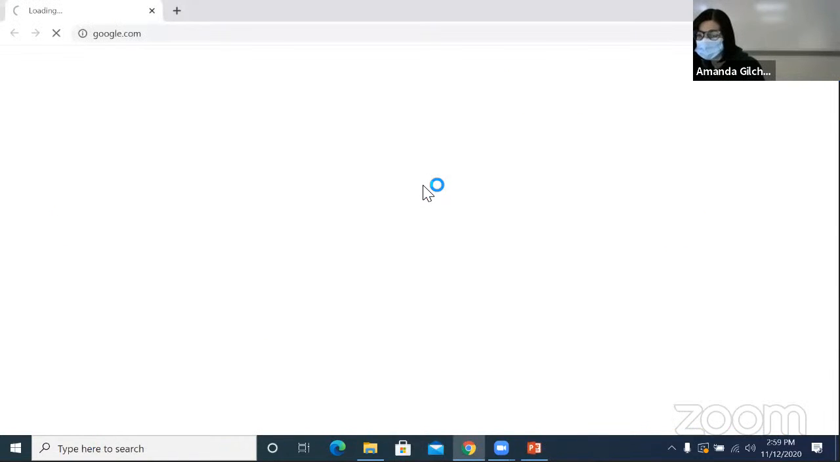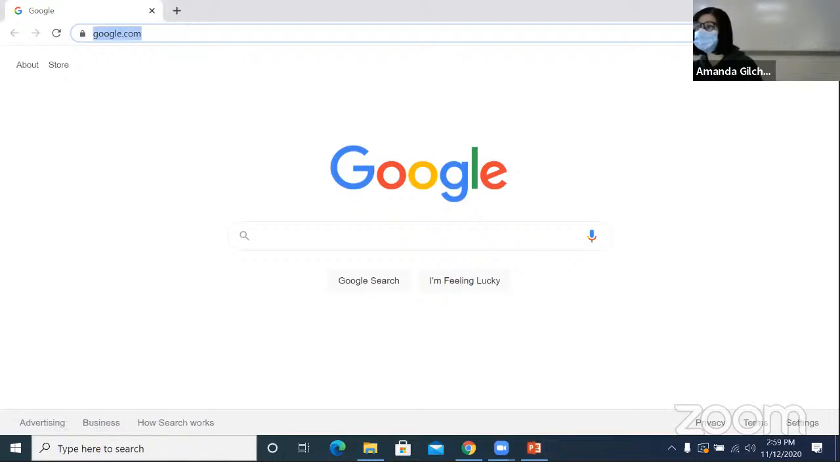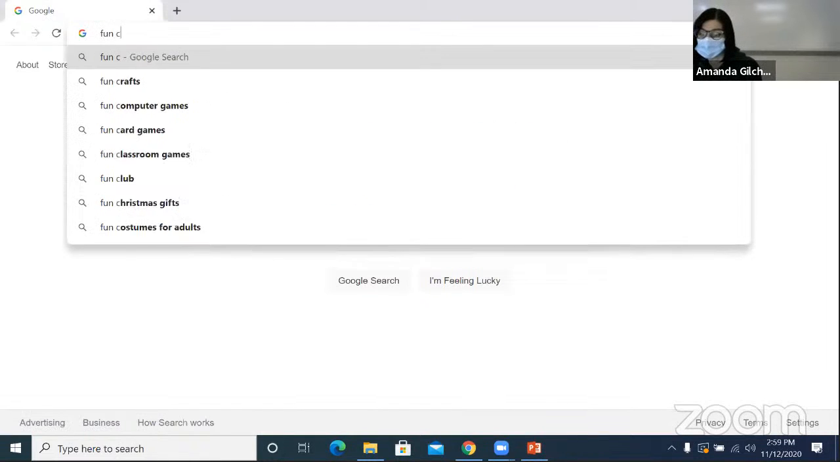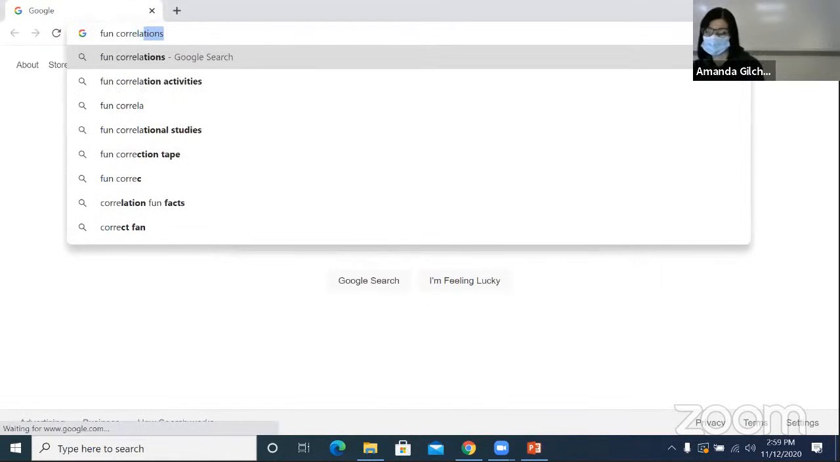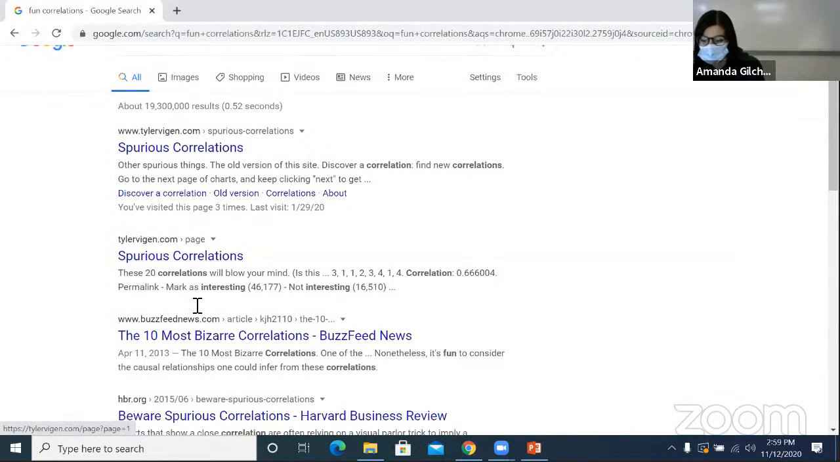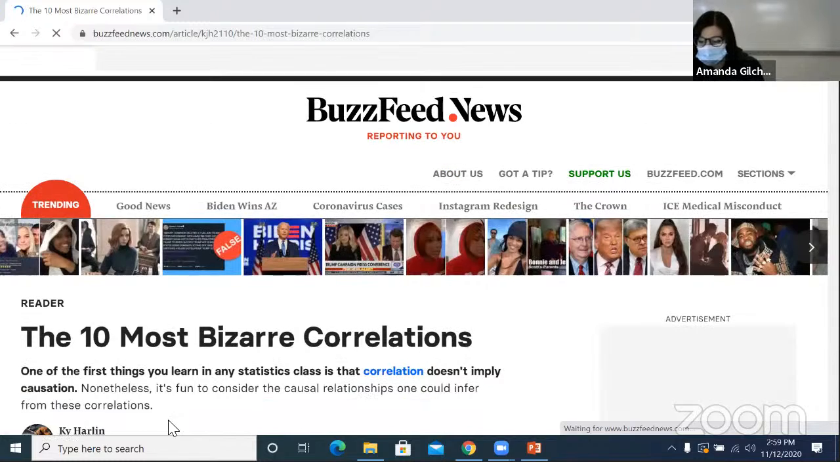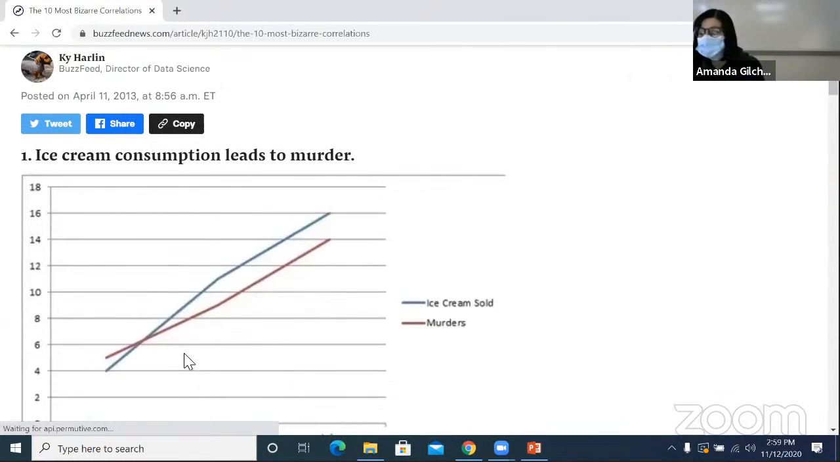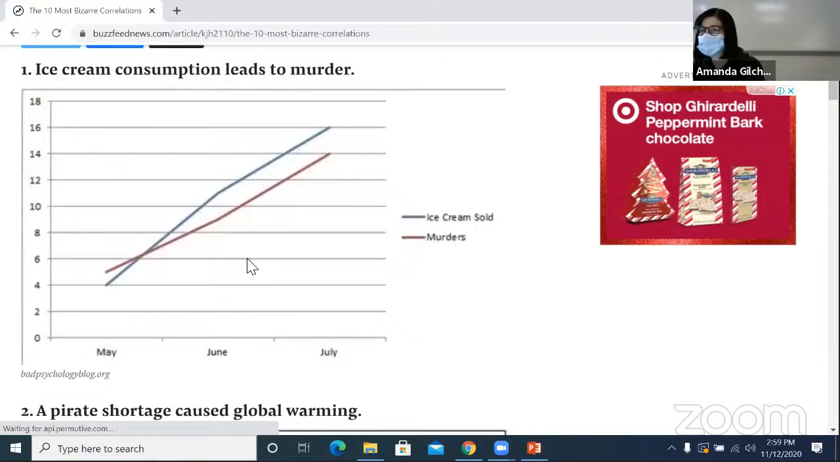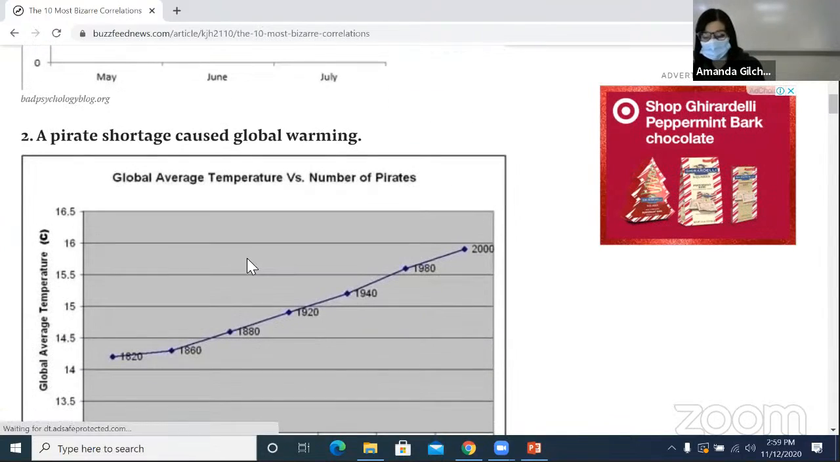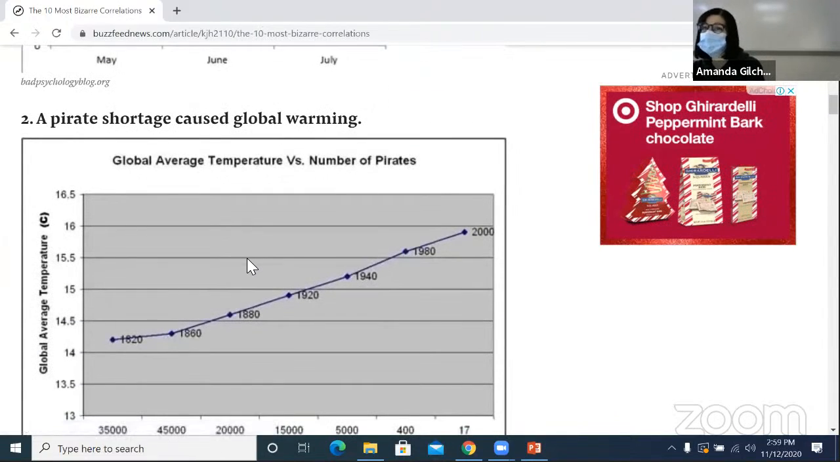And while we wait for that to load, let's look for some fun correlations. Ooh, here we go. Thank you, BuzzFeed. The 10 most bizarre correlations. Oh, you know this one, ice cream and murder rates. A pirate shortage caused global warming.